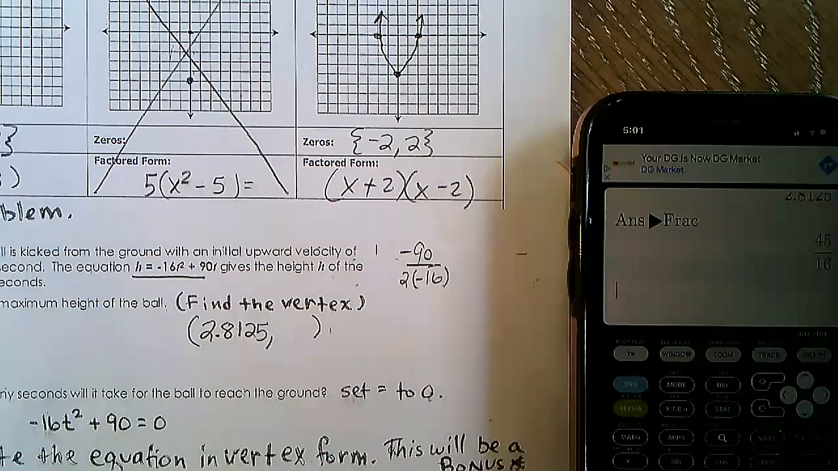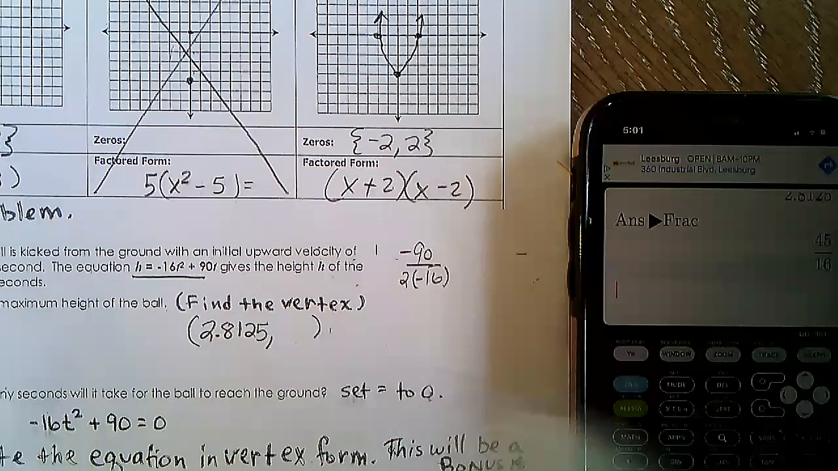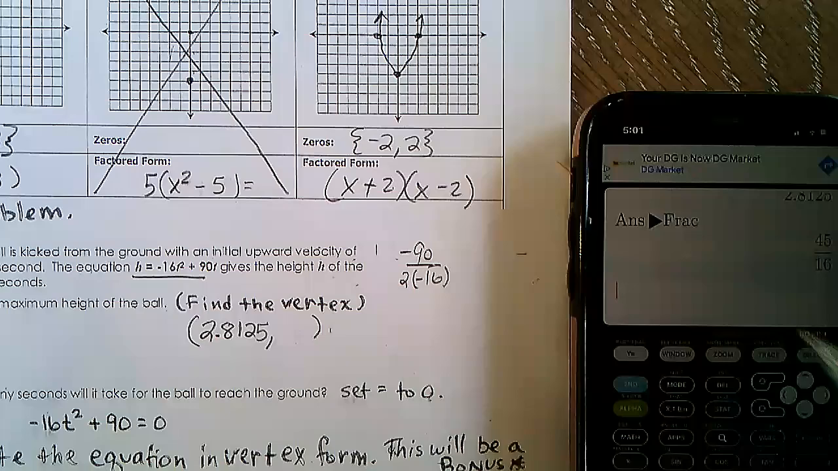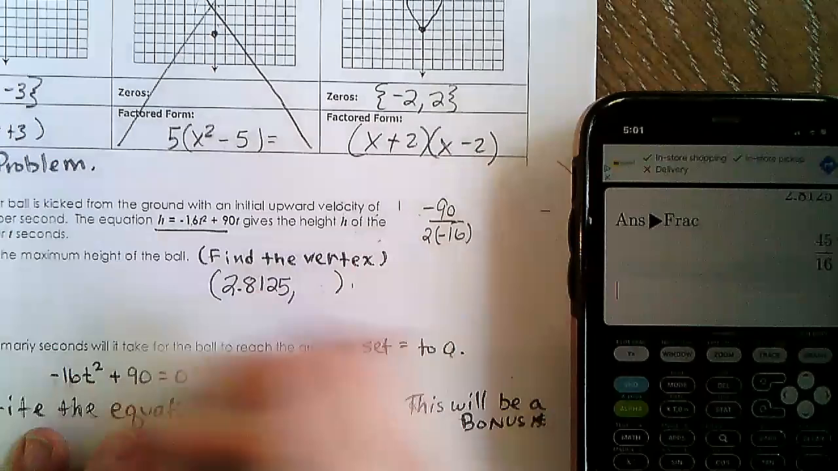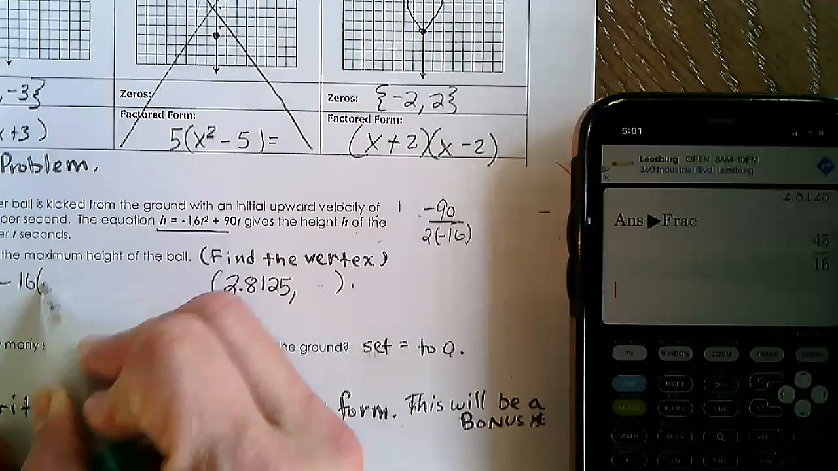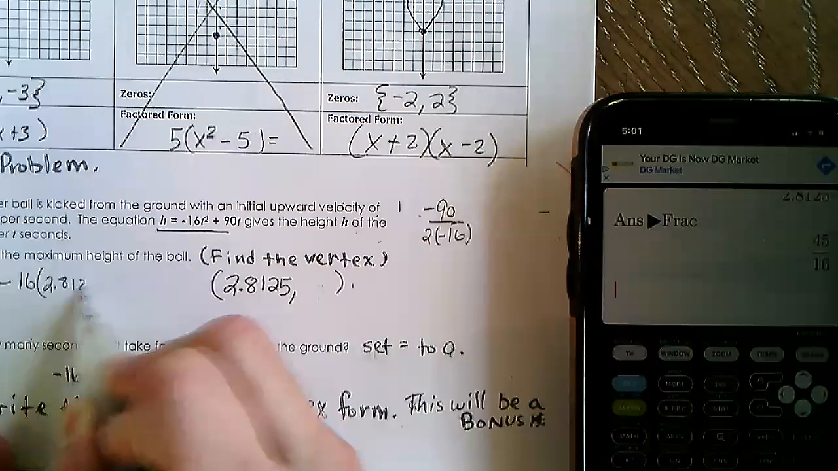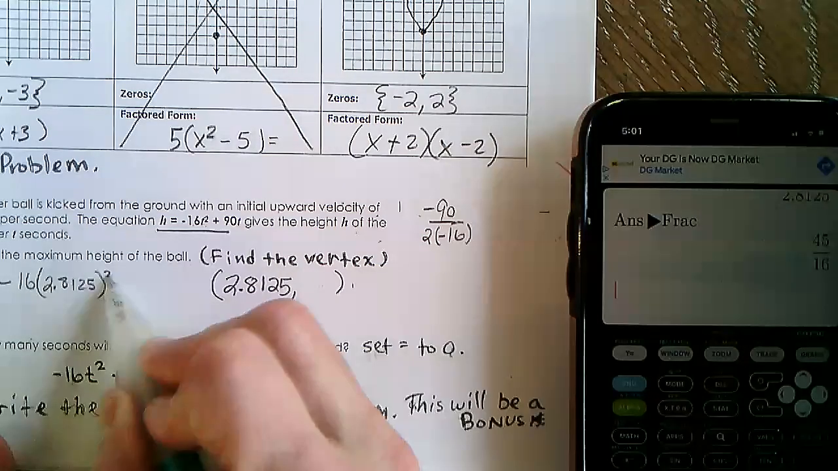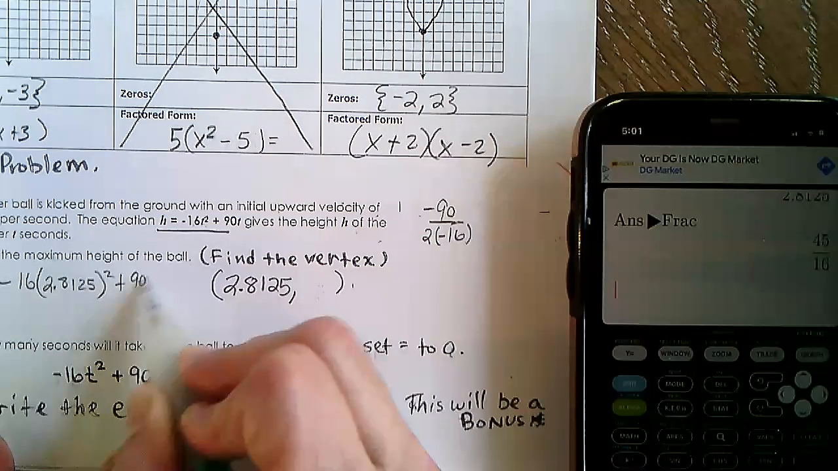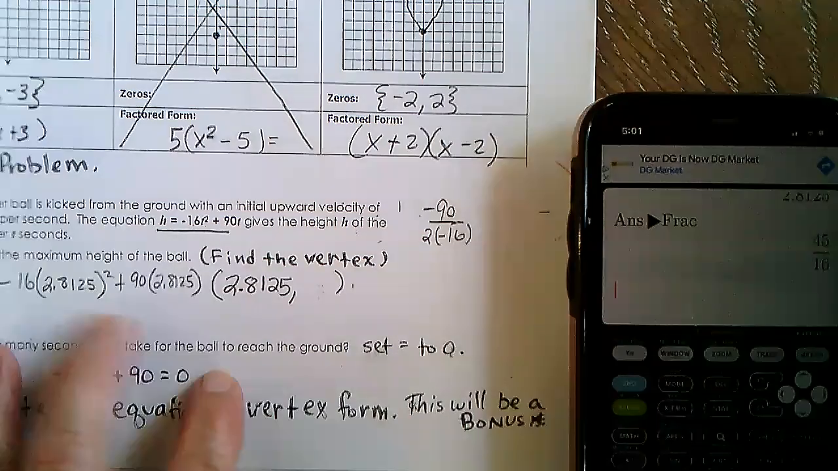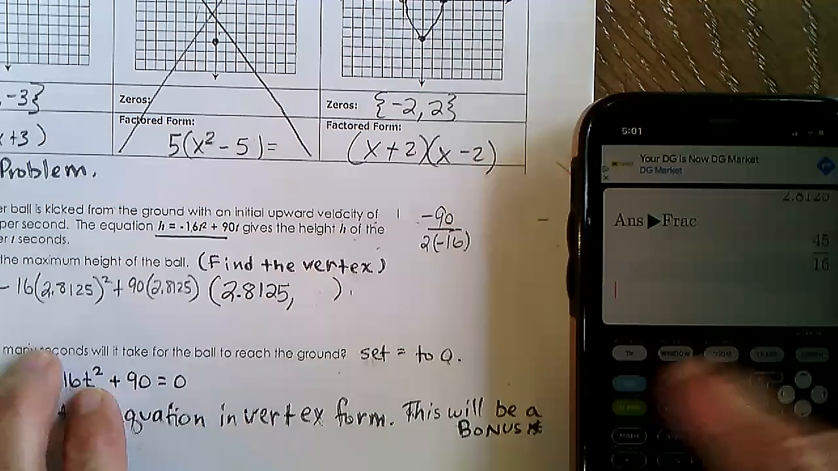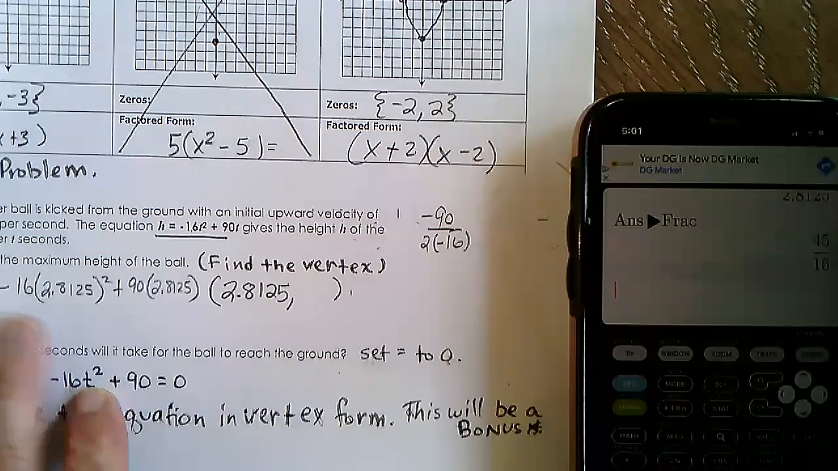Are you serious? All right, well, normally that's going to be a whole number and we can just go to our table. But since it's not, what I'm going to do is just plug in that number, negative 16 times 2.8125 to the second power plus 90 times 2.8125, or that fraction 45/16. So let's go back to here and let's just type that in.